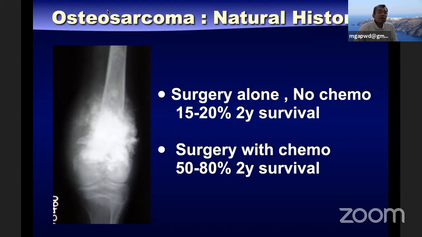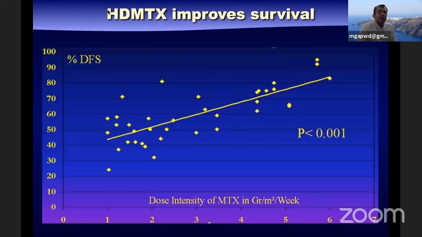And what changed all these statistics was the advent of chemotherapy. Now completely, there was a reversal of the survival rates, because originally only 15 to 20% of osteosarcoma patients would survive, even after a major amputation. But after chemotherapy started, the 2-year survival jumped up to almost 50 to 80%. And today the 5-year survival is probably about 60 to 70%. And what changed this treatment is the methotrexate.